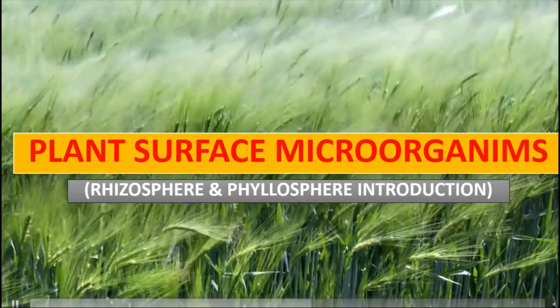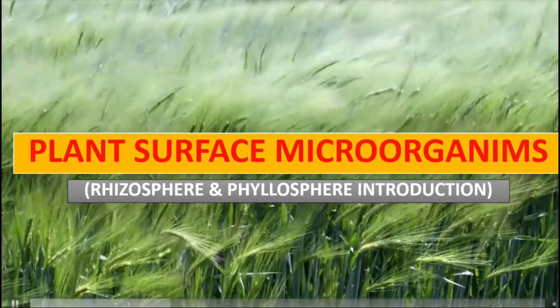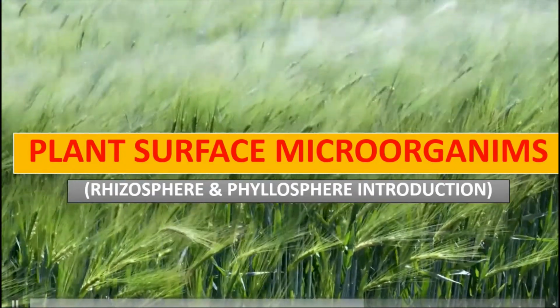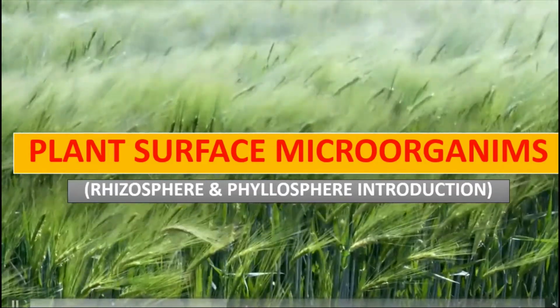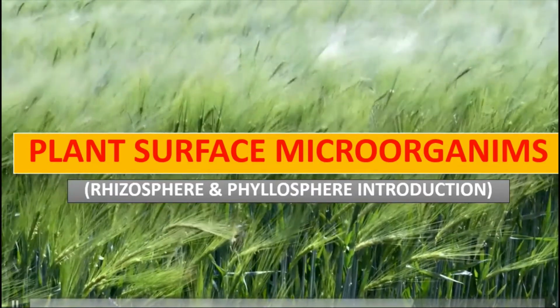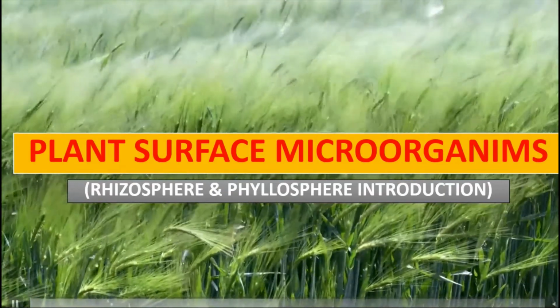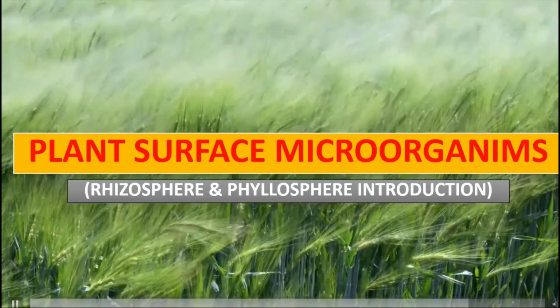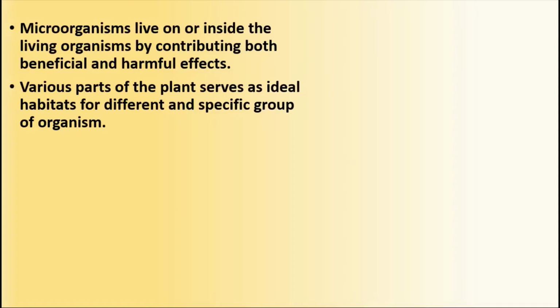Hi everyone. Now we are going to discuss a topic called plant surface microorganisms. As we know, microorganisms inhabit the three main environments, that is soil, water and air. Besides these environments, microorganisms also make plants and animals their natural habitat. Here the microorganisms live on or inside the living organisms, contributing both beneficial, that means useful, as well as harmful effects.